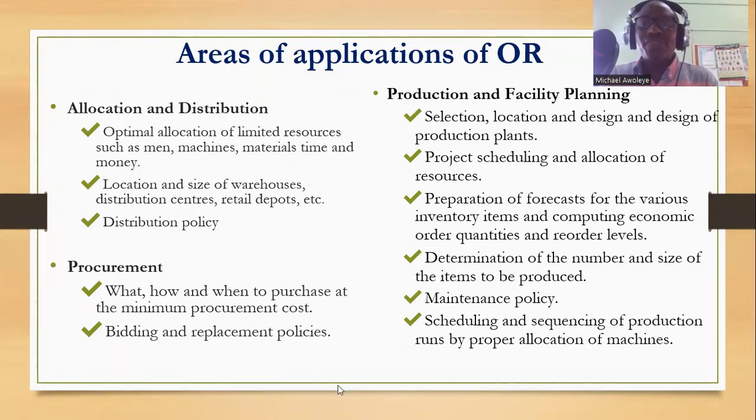Another one is production and facility planning. A number of things you have to select: your location, the design of products, plans, and all of that. And then you want to schedule your projects, and then you want to allocate resources. All of this has to be put into consideration. And then maintenance policies. Very, very important.